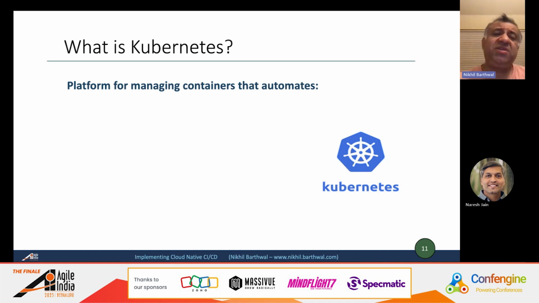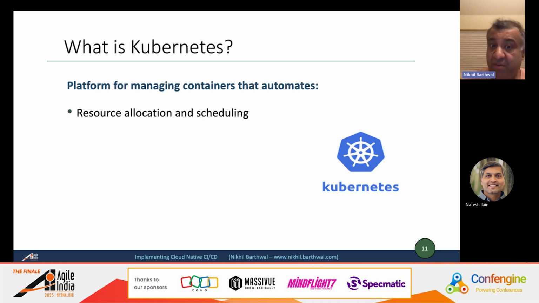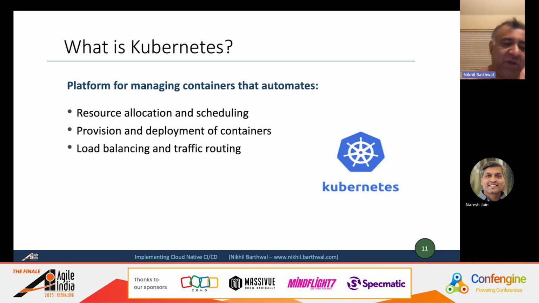It's essentially a platform for managing containers, right? So it handles common tasks like resource allocation and scheduling. You have resource allocation in the most optimal manner because you don't really want to have cost involved in it when you're running at scale. So it takes care of all the provision or deployment. You have issues like load balancing, health checks, traffic routing.